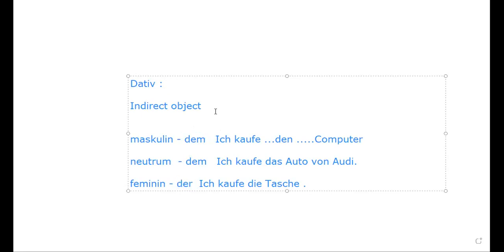Now one example I'm going to give for the dative case. Ich gebe, gebe means give. Ich gebe dem Kind die Schokolade. Schokolade means chocolate. So the subject is doing the action. Geben means to give. So geben is a verb. What is the meaning of geben? Geben means to give. Ich means I.